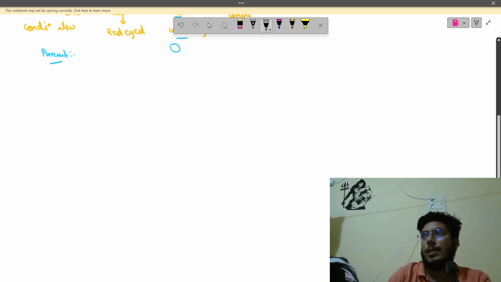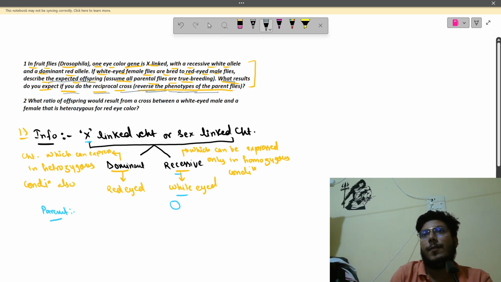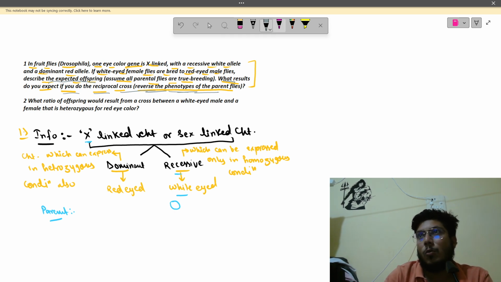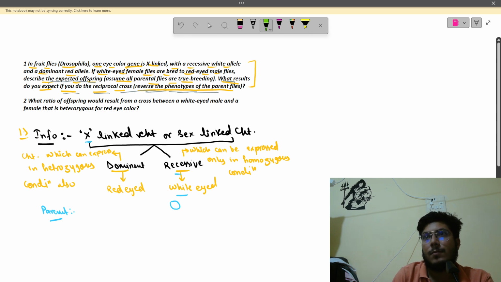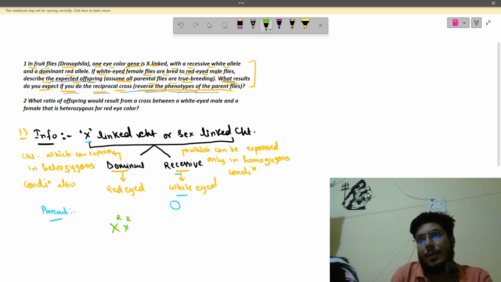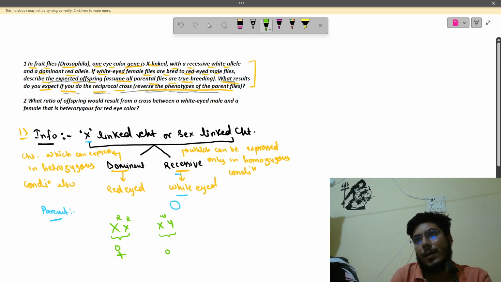Okay. Now the question is asking if we reverse the phenotype. If we are going to reverse the phenotype, it means the mother would be having red eyes and the father would be having white eye. Okay. So now this condition is for the mother and this condition is for the father.